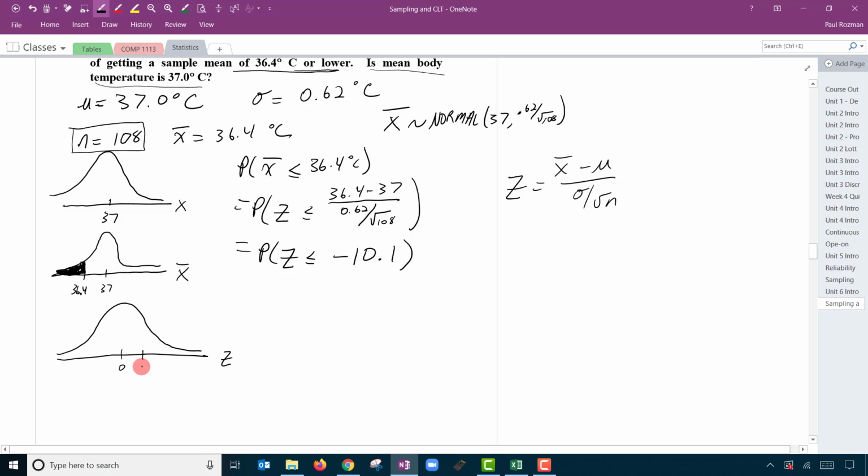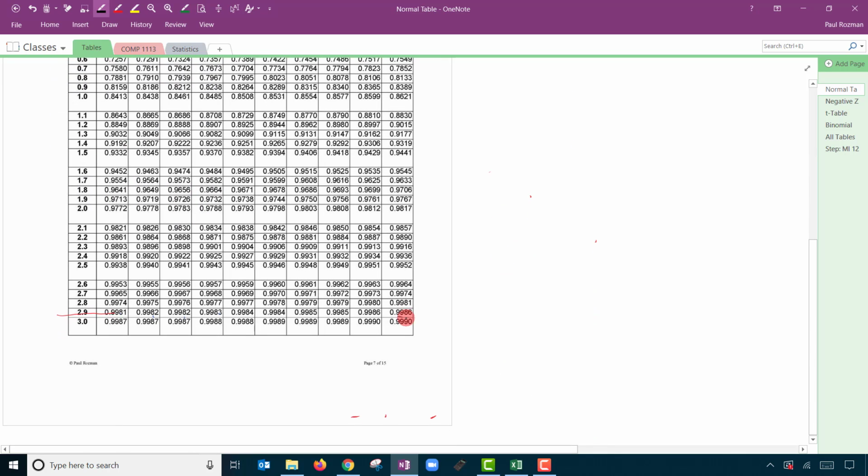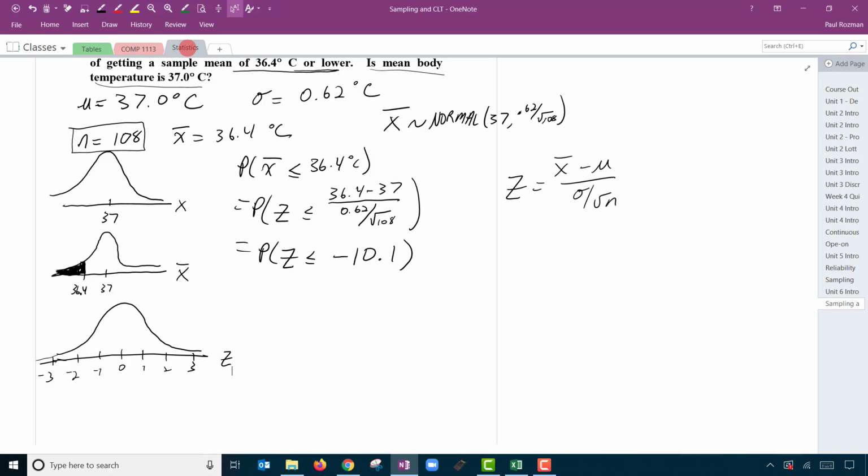Remember how z-scores work: 1, 2, 3, and you pretty much have all the data. -1, -2, -3. And my z table only goes to 3 or -3, so I'm so far off the chart. My z table, the biggest value in there is 0.9990, at 3.09. So I don't know what this answer is, but I know that it's got to be smaller than the smallest thing in my table. It's really small.